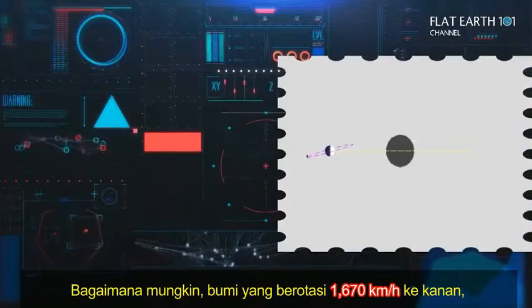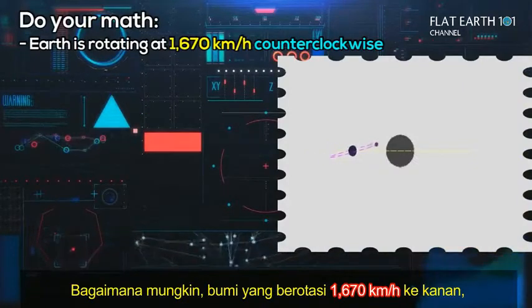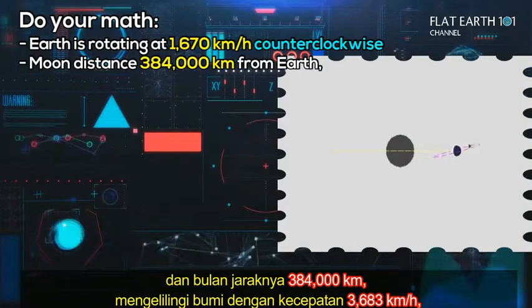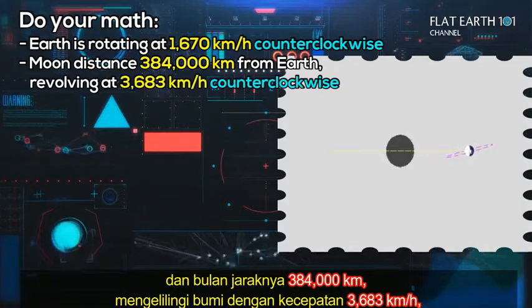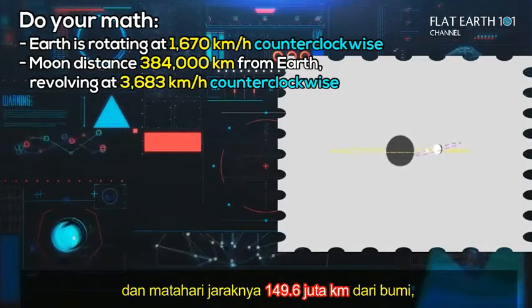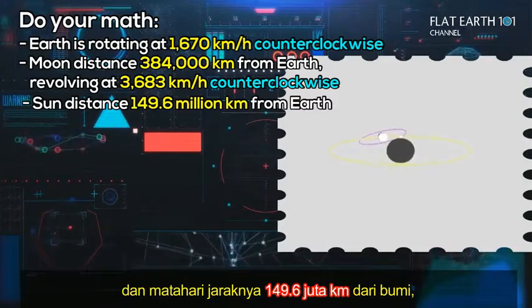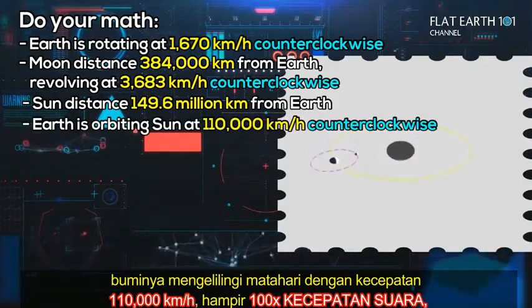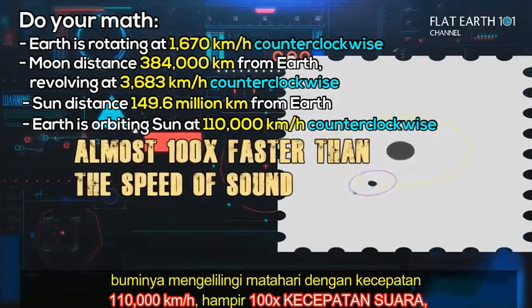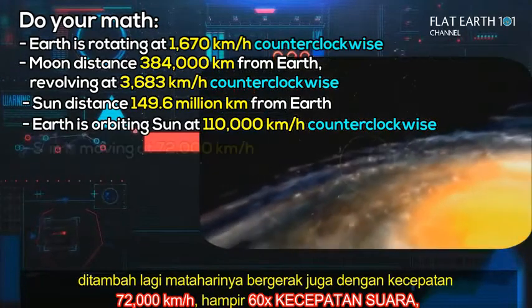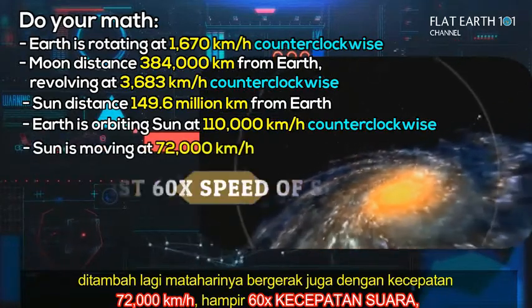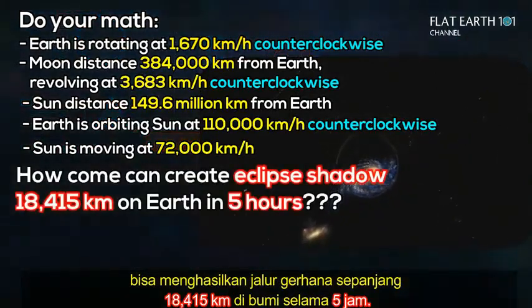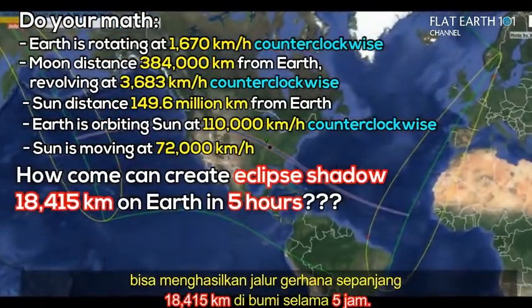How come the Earth that's rotating 1,670 kilometers per hour to your right, and the Moon 384,000 kilometers away orbiting the Earth at 3,683 kilometers per hour, and the Sun 149.6 million kilometers from the Earth, while the Earth is orbiting the Sun at 110,000 kilometers per hour, almost 100 times faster than the speed of sound, plus the Sun is also moving at 72,000 km per hour, almost 60 times faster than the speed of sound, can create an eclipse shadow of 18,415 kilometers on Earth within 5 hours.